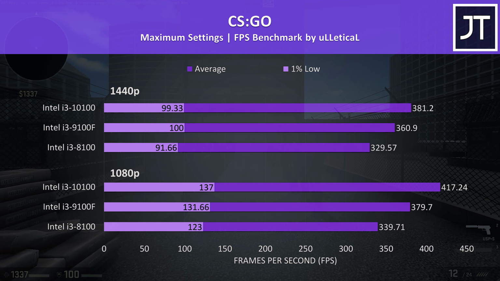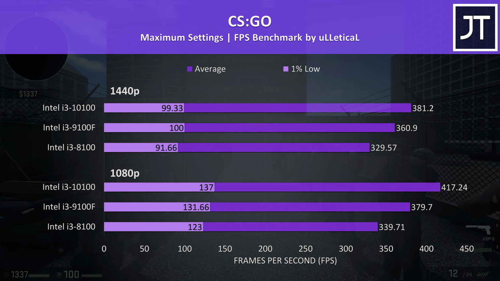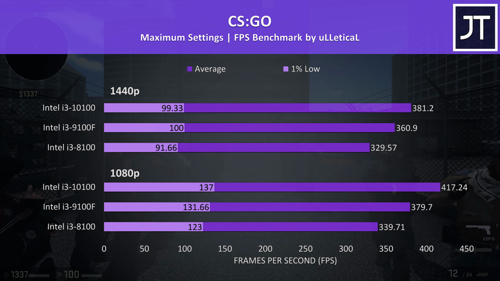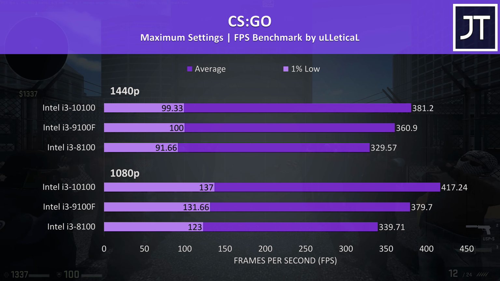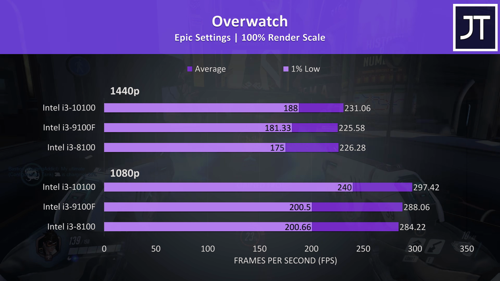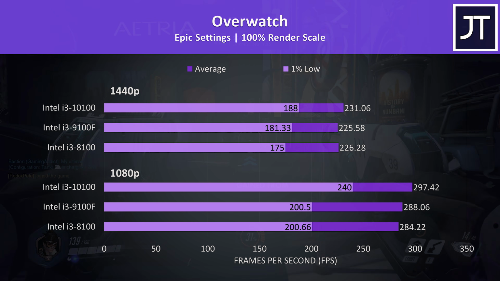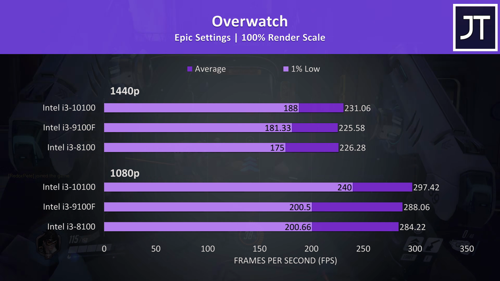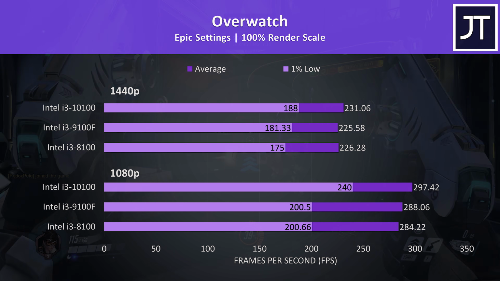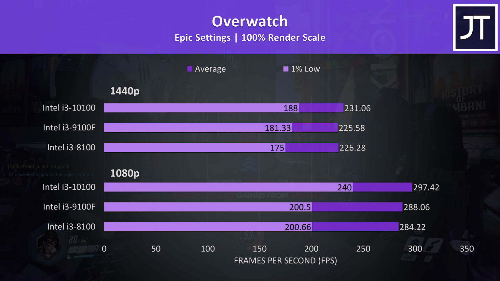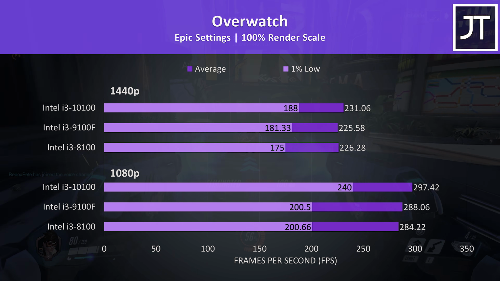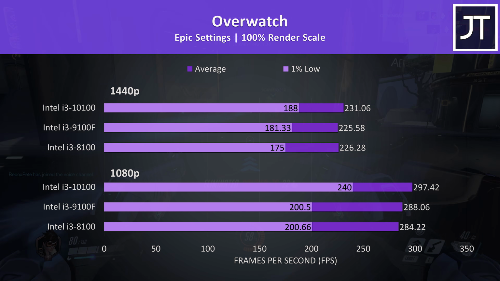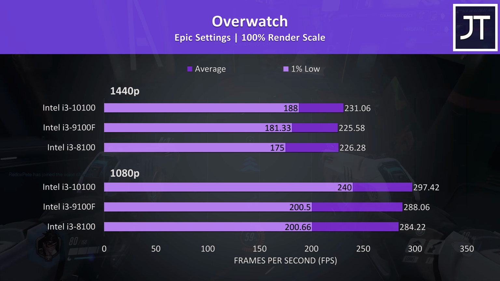CSGO was tested using the Uletical FPS benchmark, and as a game that's typically sensitive to processor performance, the 10100 was doing best as expected. Overwatch was tested in the practice range, and while this runs better than actual gameplay, it more easily allows me to perform the exact same test run, which is ideal for a comparison like this. At 1080p, we're basically hitting the 300 FPS frame cap with the 10th gen i3, however there's a much larger 20% improvement seen in the 1% low.